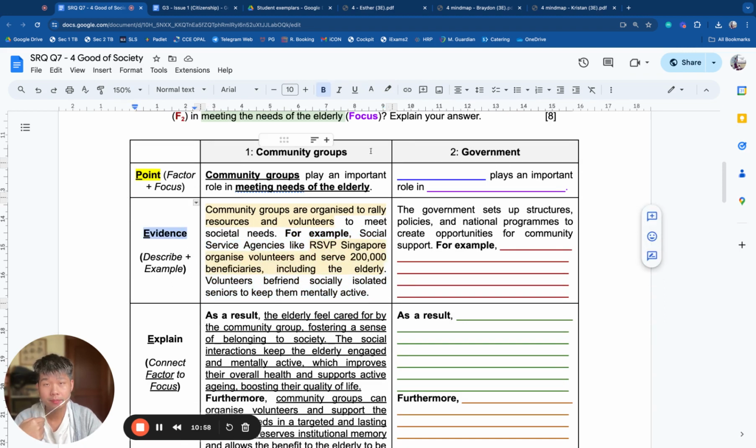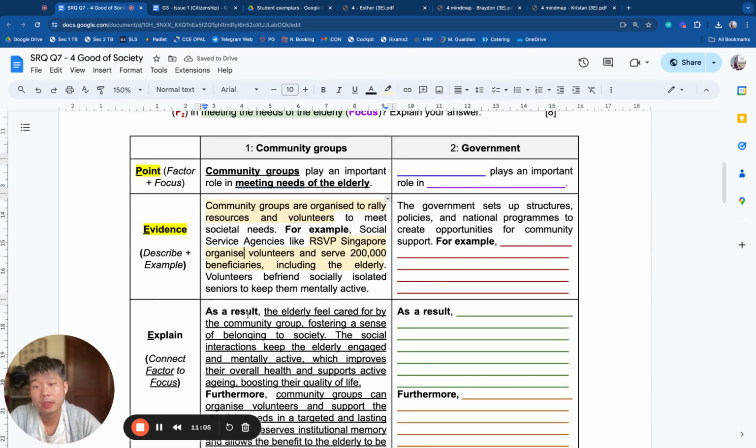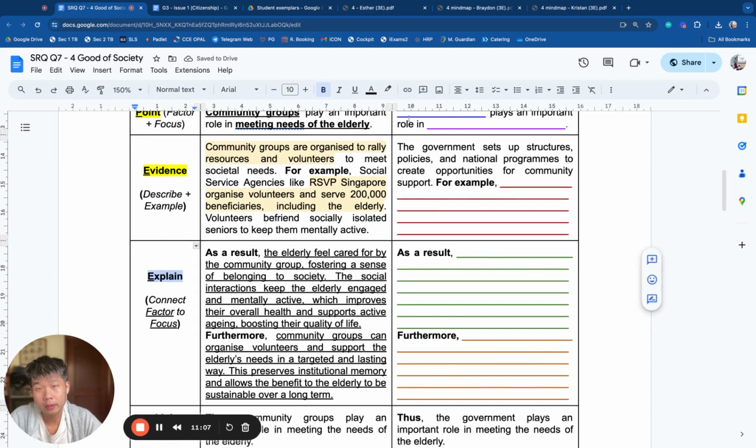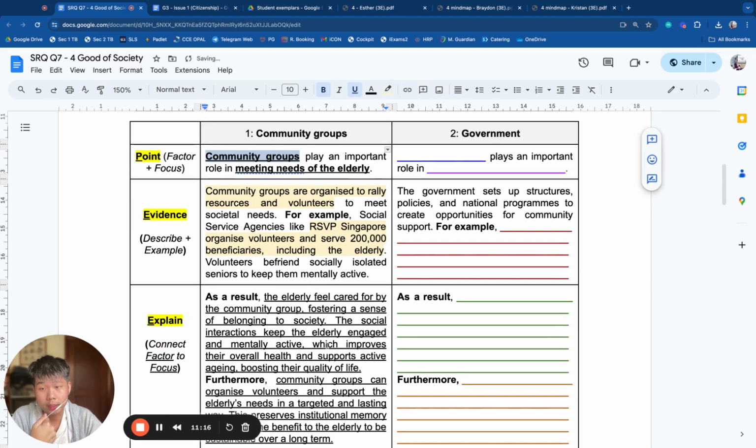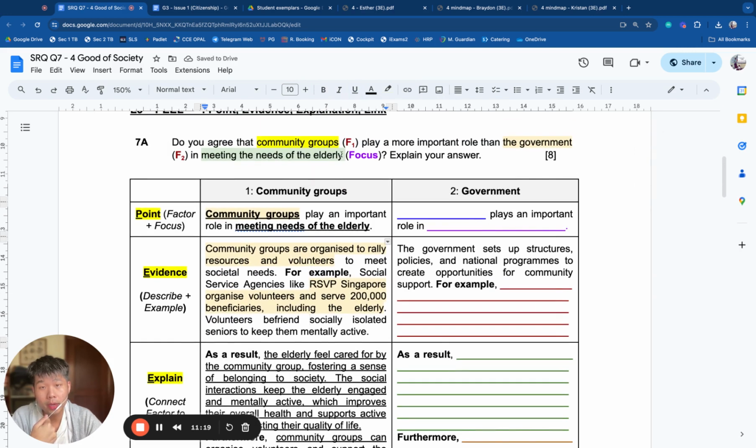This is my evidence, which is sometimes also called elaboration. And then now I want to explain. Explaining is connecting from the factor to the focus. Right now I've only talked about the factor, which is community groups. I want now to connect this to the focus. So why are the elderly needs met? Like how come now the elderly feel that someone is taking care of them? How come the elderly have greater well-being and welfare? So that's about meeting the needs of the elderly. What in fact are their needs?